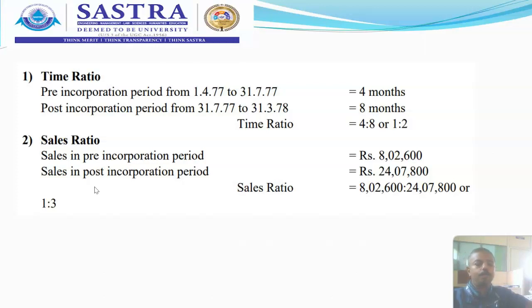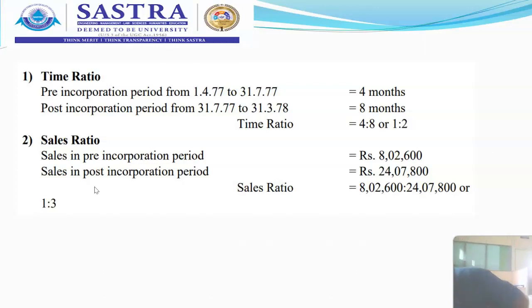So now fill in the time ratio: 4 months and 8 months. It means 4:8. Or we can also simplify this time ratio as 1:2. The simplification is not a must, but if we simplify it, it helps us a great deal to calculate and apportion the amount easily without any trouble.